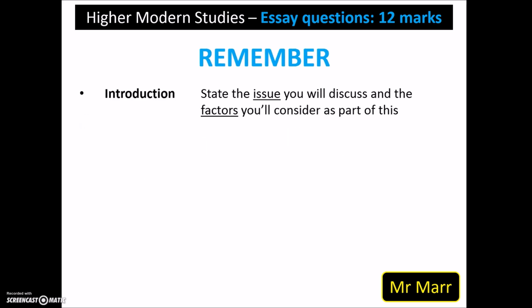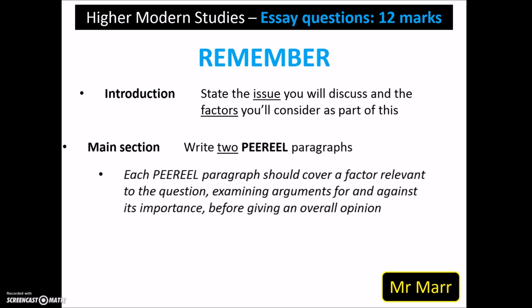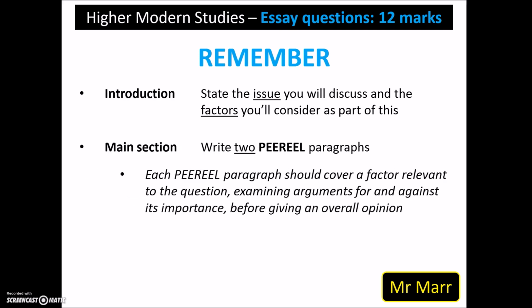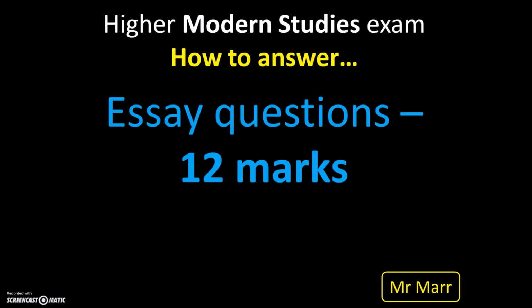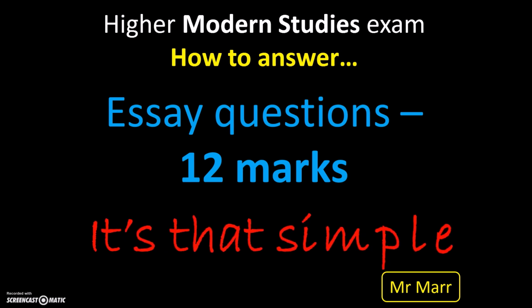Remember, start with an introduction where you state the issue you'll discuss, which is the one named in the question, and the factors you're going to look at as part of this. Then go on to write 2 PREO paragraphs where you analyse arguments for and against a particular view. And finally reach an overall conclusion where you make a decision and support your decision with evidence. Higher Modern Studies exam, how to answer 12 mark essay questions. It's really that simple.